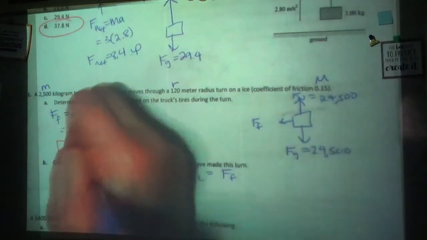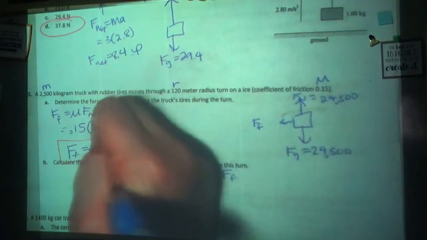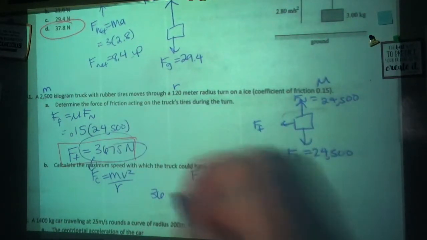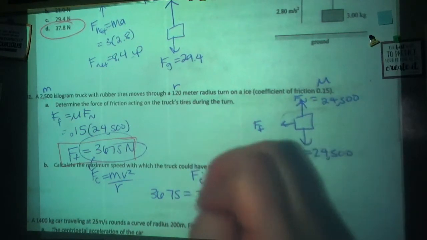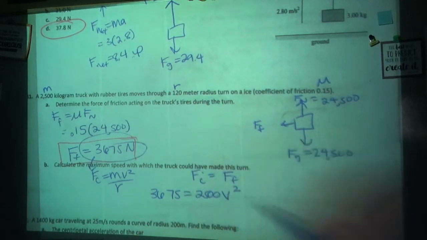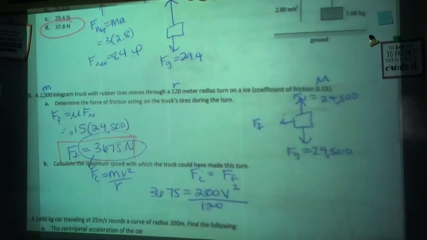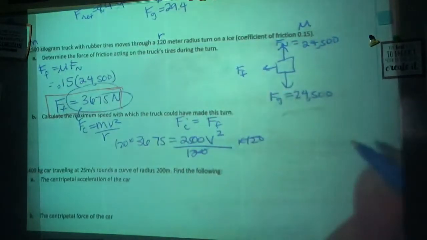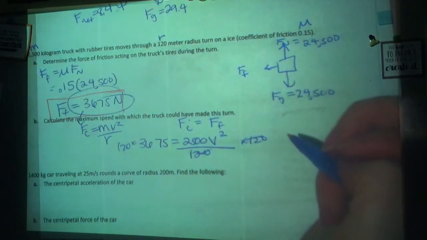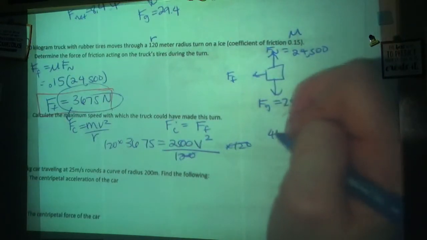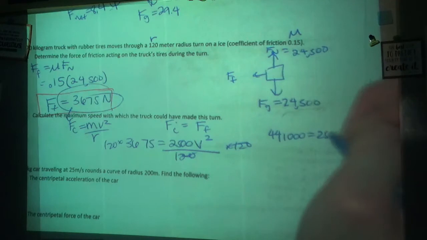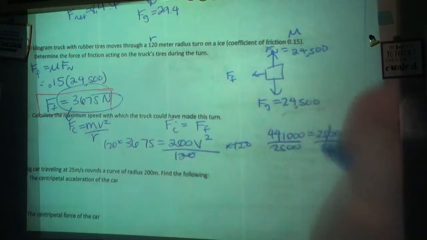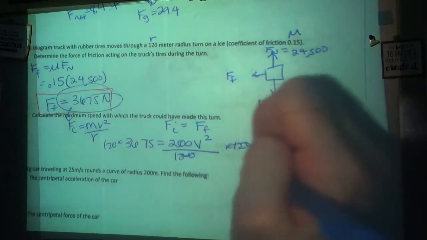So I can say, okay, centripetal force is just mv squared over r, while my friction force is my centripetal, so you can just plug this in. 3,675 is my mass, 25,000, v squared, which is what I'm looking for, over radius of 120. Now I have 120 on the bottom, so I'm going to multiply the 120 up. And that's going to get me a really big number, 2,500 v squared. Now I can divide the 2,500 over. That's going to give me 176.4.